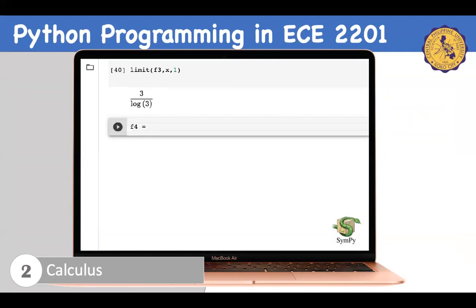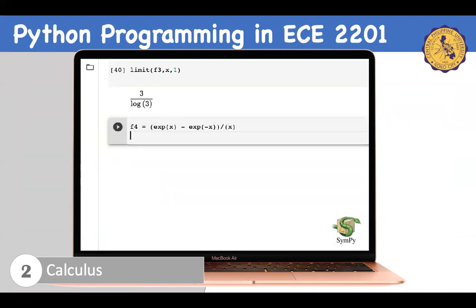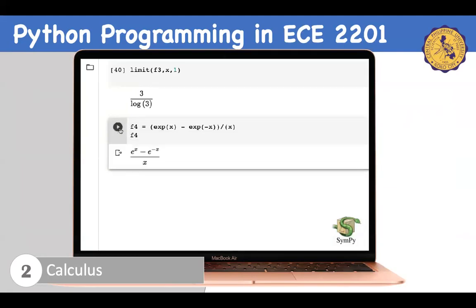f4 equals, let me create the fraction here. So we have exp, it stands for exponential function, exp of x minus exp of minus x, all over x. I'm actually thinking of the problem. So display it. So we have e raised to x minus e raised to minus x all over x.